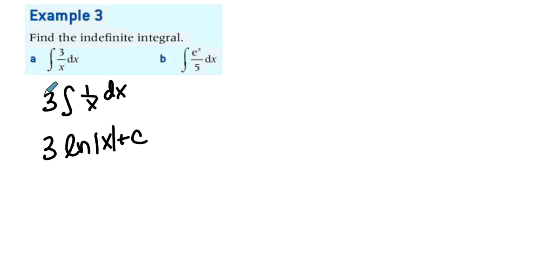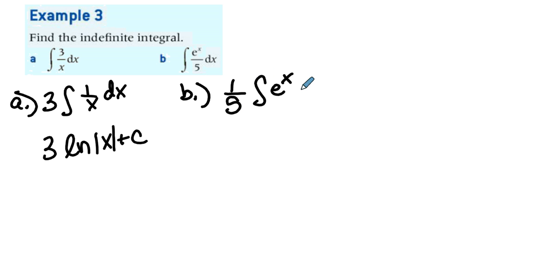And then for b, again, the same thing. I can pull out, it's not really factoring, pull out that 1/5, and it's the integral of e to the x dx. And when I anti-differentiate e to the x, that is just e to the x plus c. So I just have that 1/5 times it.